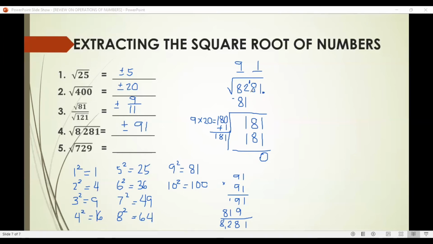That's how you extract the square root of numbers with more than 3 or 4 digits, and if you could not do it mentally. Okay, what about the 729? So the same again, we just have to write the square root of 729.